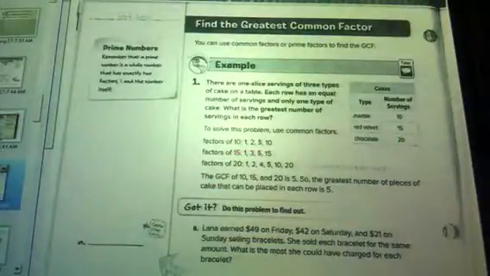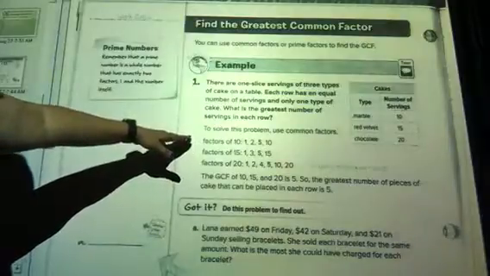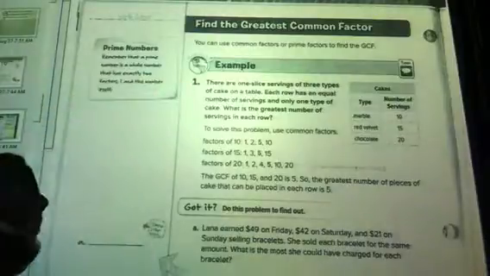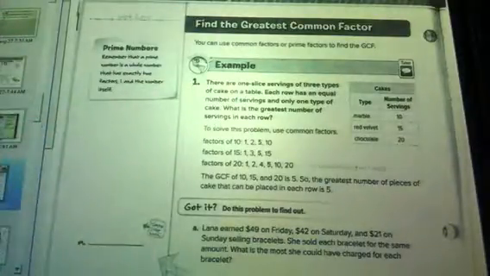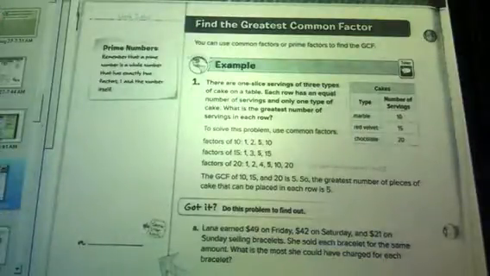Okay, we're going to look at greatest common factor. Now, yesterday I told you that this is a way that you can write factors, the factors of 10. In this example, they're talking about one-slice servings of 3 different types of cake on the table, and each row has an equal number of servings and only one type of cake. What is the greatest number of servings in each row? So there's 3 different cakes on the table. Each row has an equal number of servings and only one type of cake. So what's the greatest number of servings in each row?